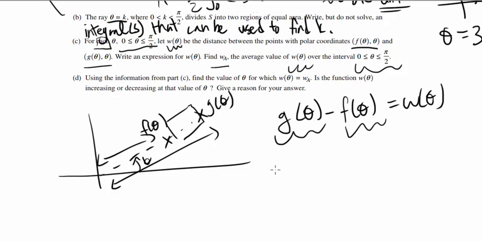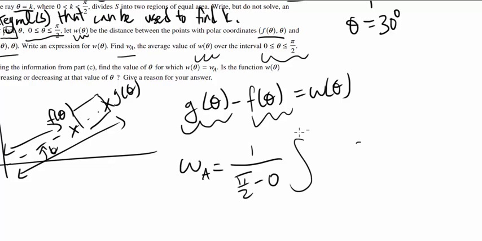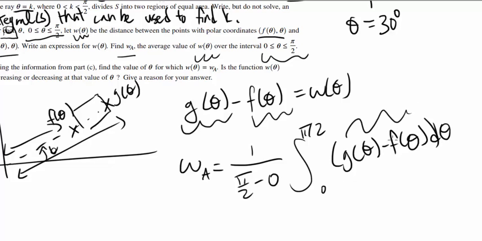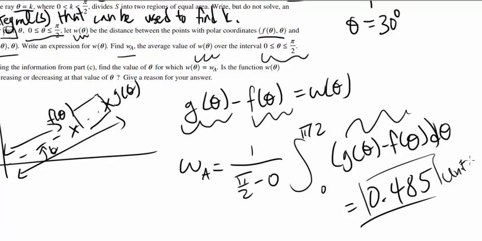Well, that's just the definition of the average value. 1 over the interval, pi over 2 minus 0, times the definite integral over the interval, so 0 to pi over 2 of g of theta minus f of theta d theta. And you should plug in the respective functions again. Plugging this into your calculator should get you, what do you get? I have it written out. That should get you 0.485 units, if you want to specify.